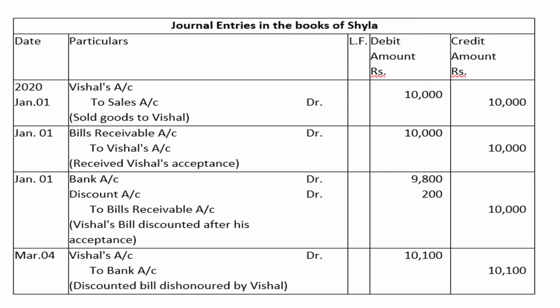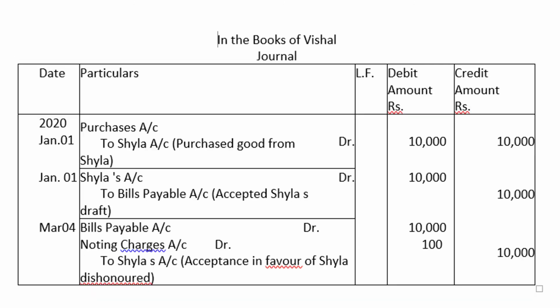Finally, on March 4th, the banker says that the bill has been dishonored by Vishal. So, Vishal, who had given the bill, is now becoming the payee again. So amount is due from Vishal. So Vishal's account has been debited. And the banker shall collect the money from our bank account directly. So the money goes from the bank. So bank account is going to be credited along with the noting charges.